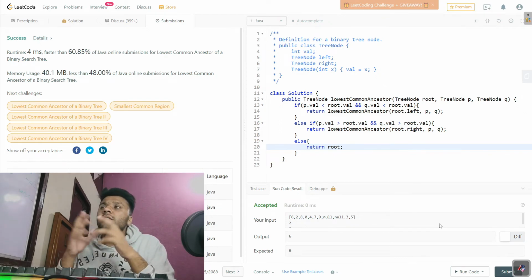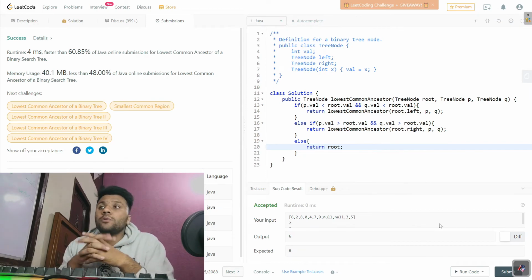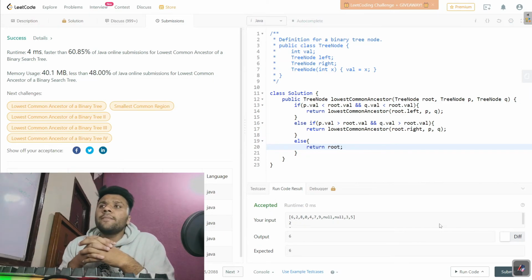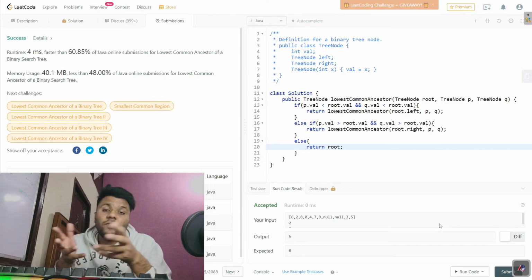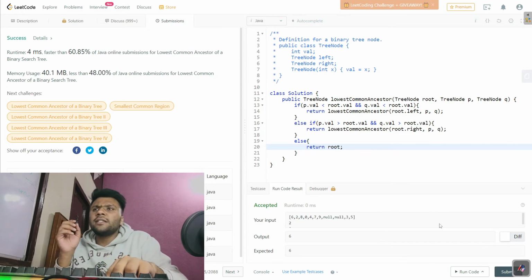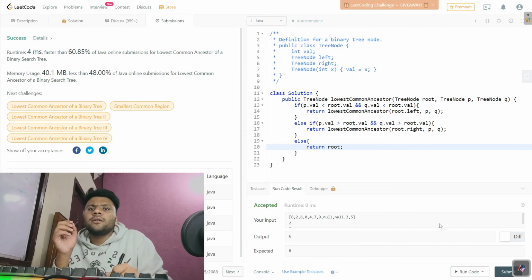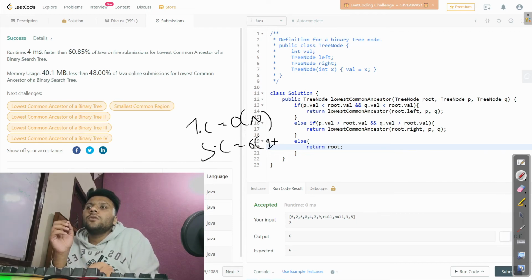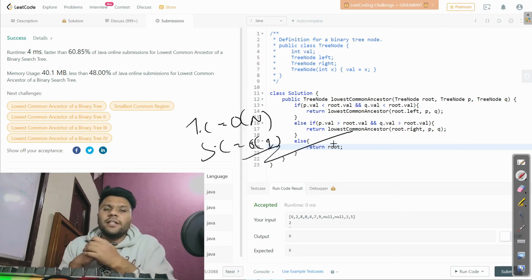I just want to say the time complexity here is big O of n, and the space complexity is big O of 1. Why big O of 1? Because we are using iteration over here, not recursion, so that's why. And the time complexity is big O of n because we are talking about the worst case. Should I write it over here as well for you guys? Our time complexity is big O of n, and space complexity is big O of 1. I hope this is clear.